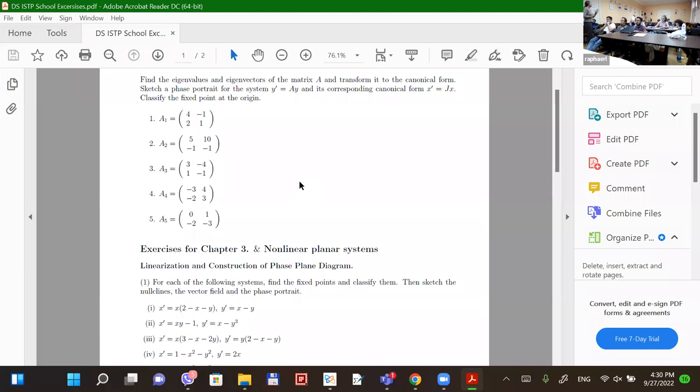In order to plot this portrait, you need eigenvalues and eigenvectors and so on. But let's now just do the classification. Just calculate the trace and the determinant, and then we will see.